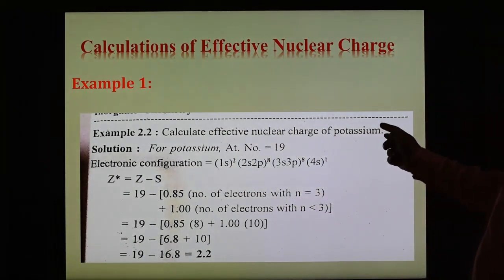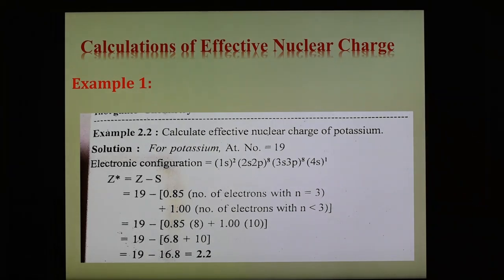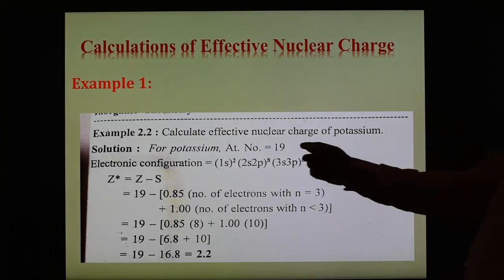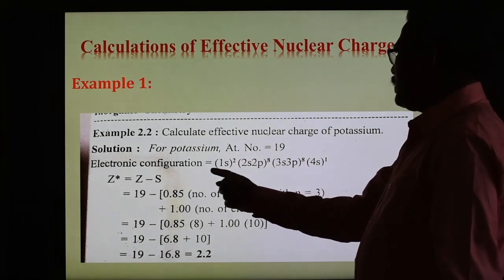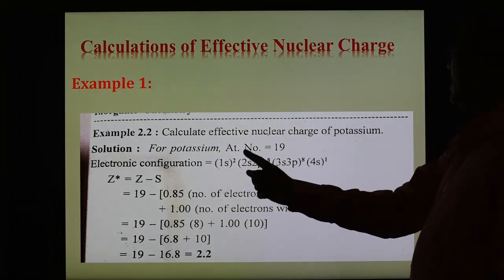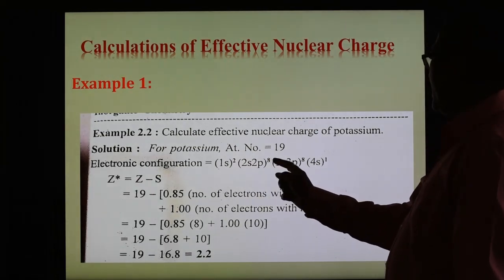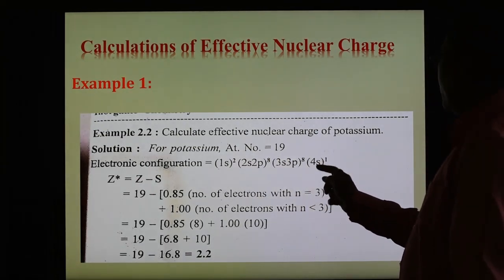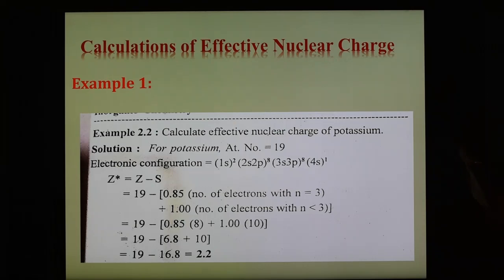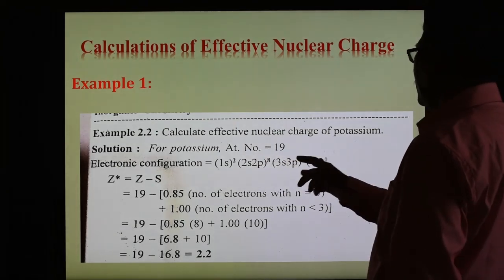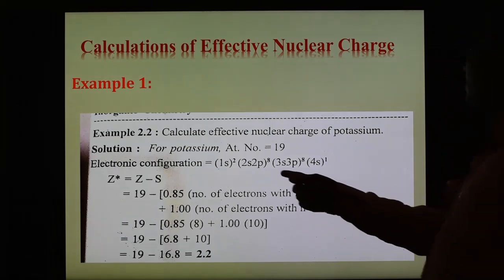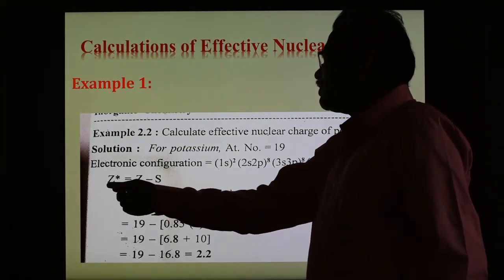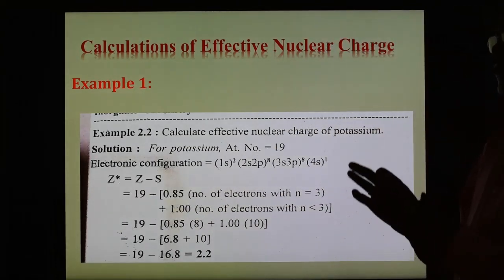For potassium we have to find out the effective nuclear charge. Here the atomic number of potassium is 19. So the electronic configuration as per rule number 1 is 1s2, 2s2 2p6, 3s2 3p6 and 4s1. This is the order and this is the distribution of 19 electrons. So this is the configuration, and now the formula is Z star equals Z minus S.